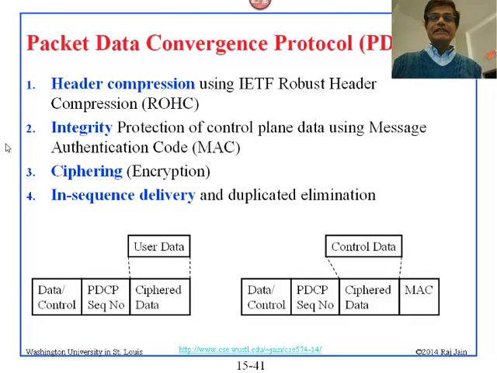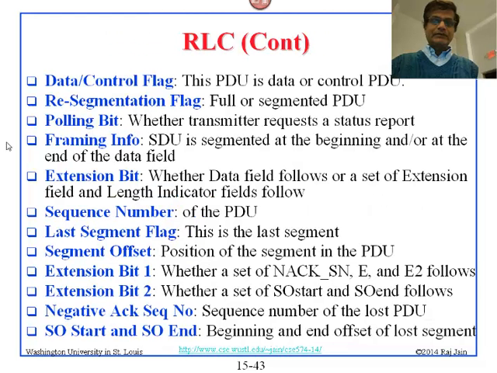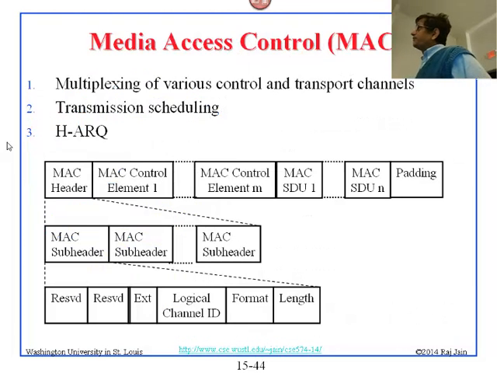Similarly, even PDCP could be part of MAC. But again, this is something that they felt was separate, and so it is done separately. Okay, RLC is done. Now the MAC. MAC has three functions: multiplexing, scheduling, and HARQ. Some people call it HARQ.